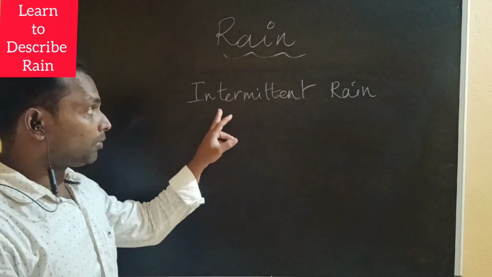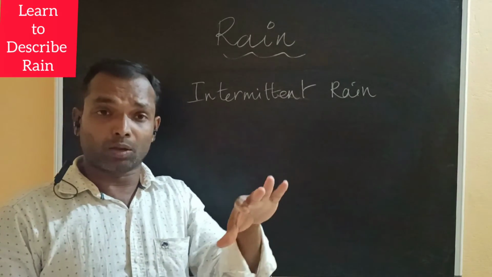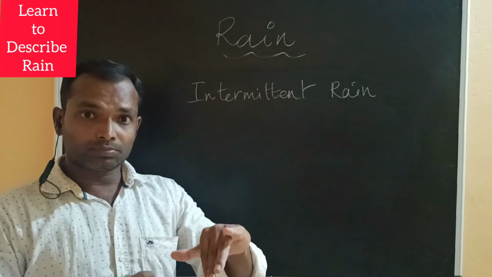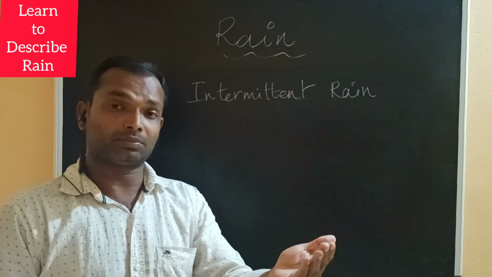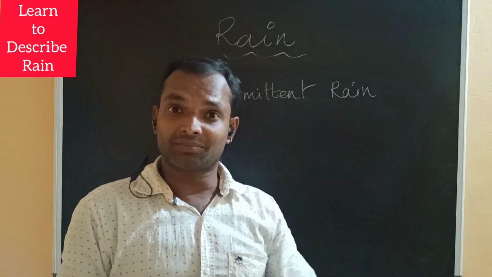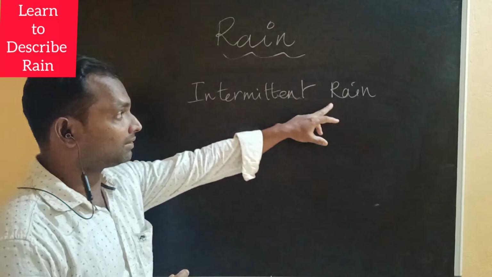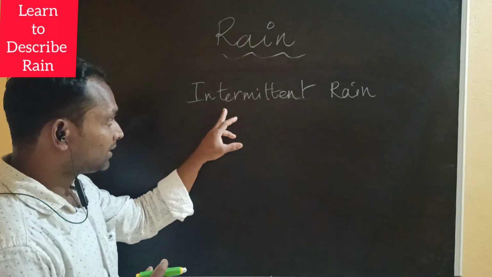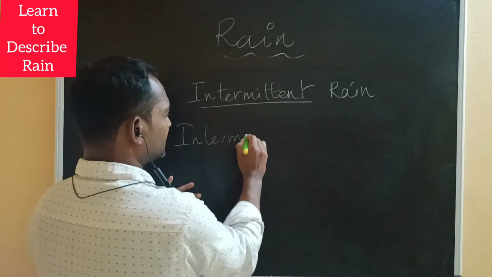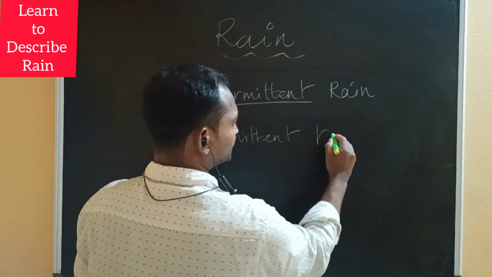If we want to talk about rain that stops and after some time it starts, stops for some time and starts after some time, then you can describe that kind of rain as intermittent rain.